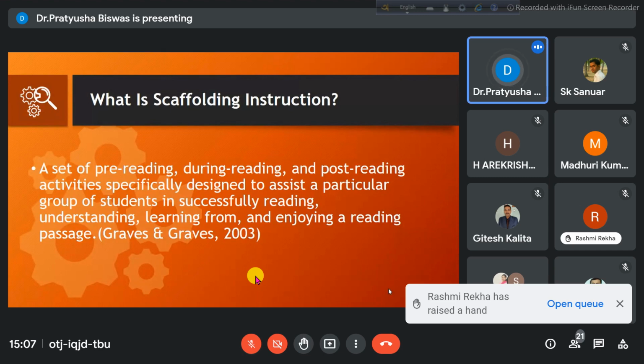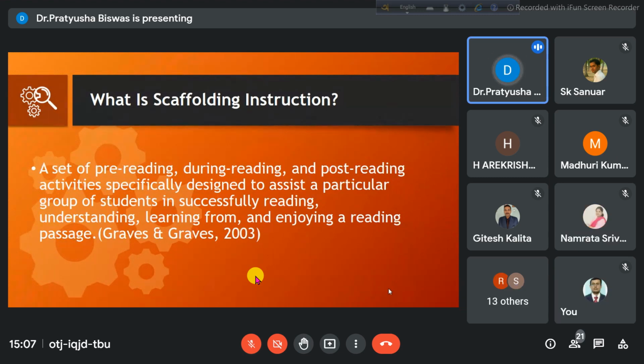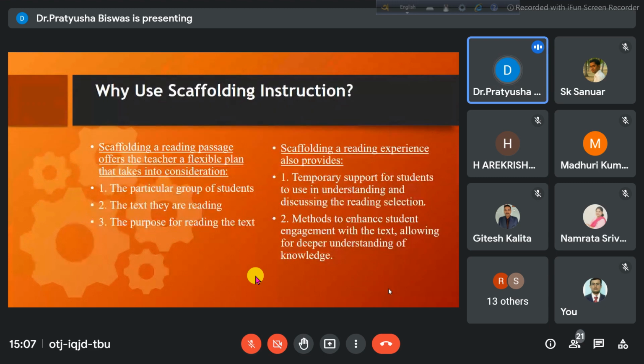Now, I being a language teacher, I have focused my scaffolding instruction on the language learner. But those who are from the life science background or from mathematics or from any other background can modify this particular instruction according to their sensibilities. If it has to be for a mathematics kind of subject, then what can be the pre-reading, during reading, post-reading activities? That is something that you need to understand and decide upon. Moving on, why use scaffolding instruction?